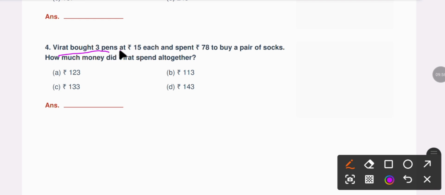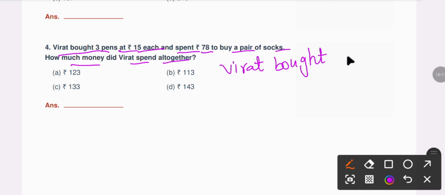Virat bought 3 pens at rupees 15 each and spent rupees 78 to buy a pair of socks. How much money did Virat spend altogether? Virat bought 3 pens. How much money has he spent on each pen? 15 rupees each.